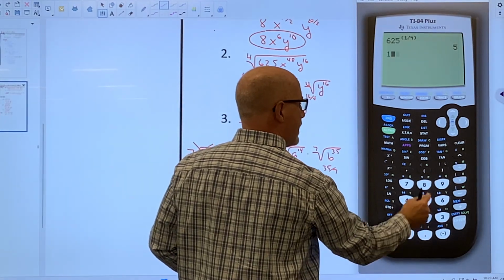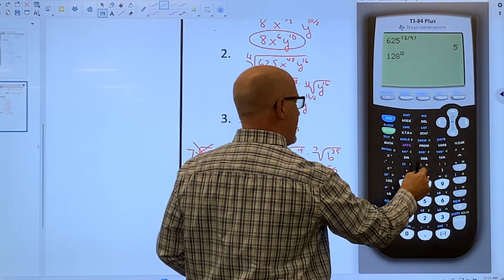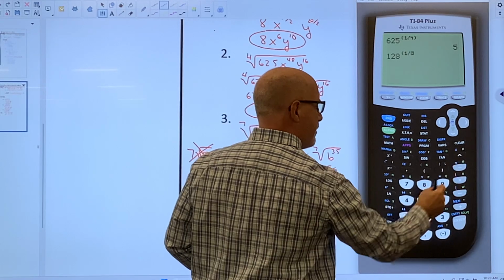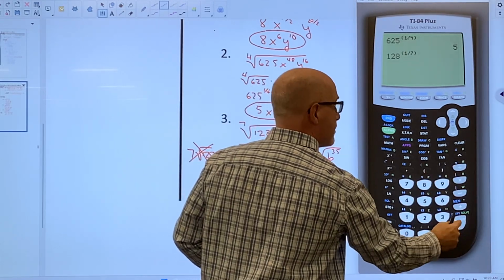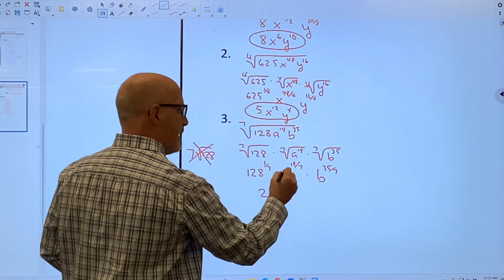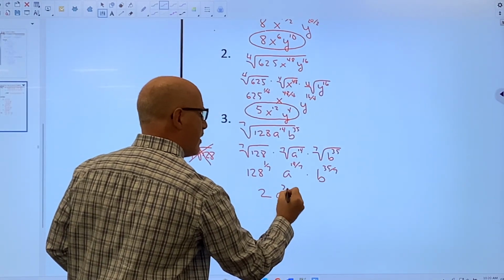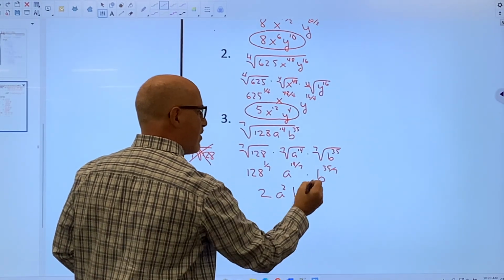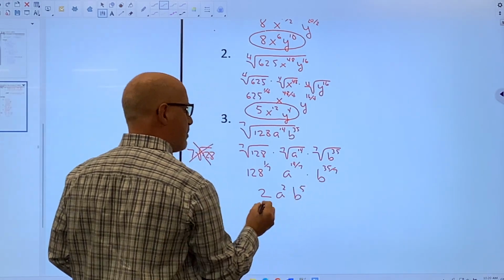So let's do 128 raised up to the 1/7 power, and that gives me a 2. So this becomes 2a to the 2nd power, and then b, 35 over 7 is the 5th power, reduces down to that.